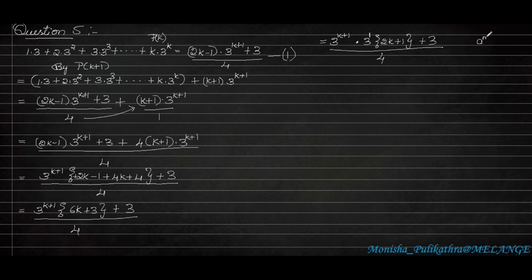We know that a to the power of m into a to the power of n is equal to a to the power of m plus n. So here 3 to the power of this will become a to the power of m and a to the power of n. So this will be 3 to the power of k plus 1 plus 1, into 2k plus 1, plus 3, whole divided by 4.